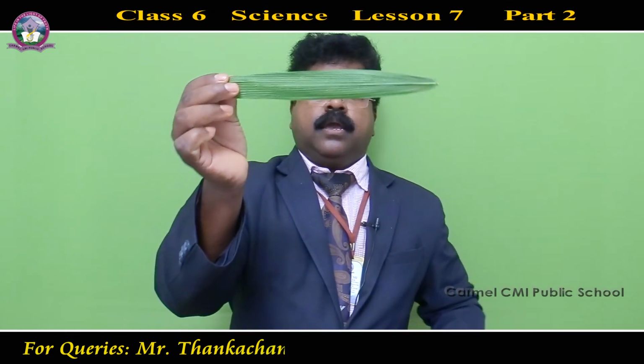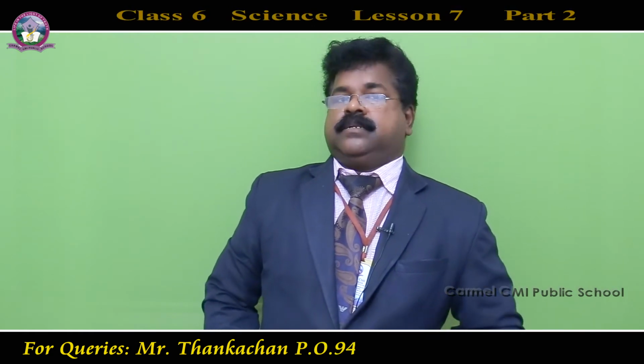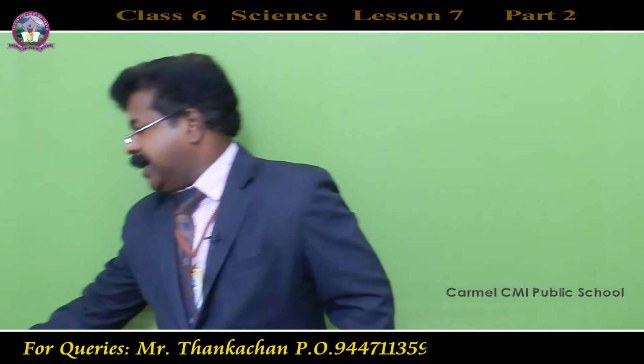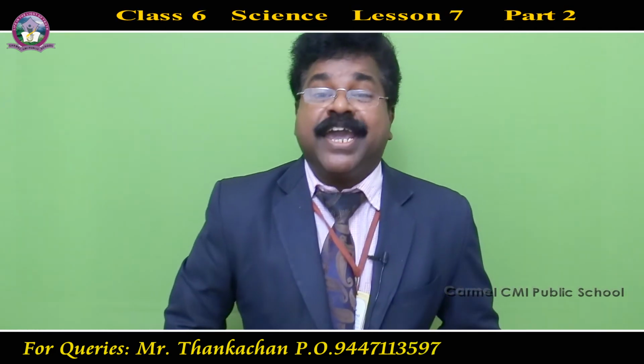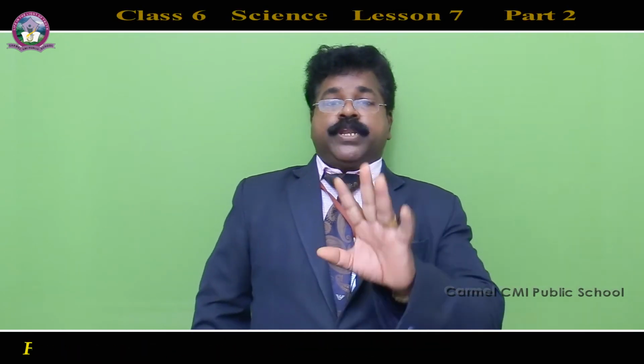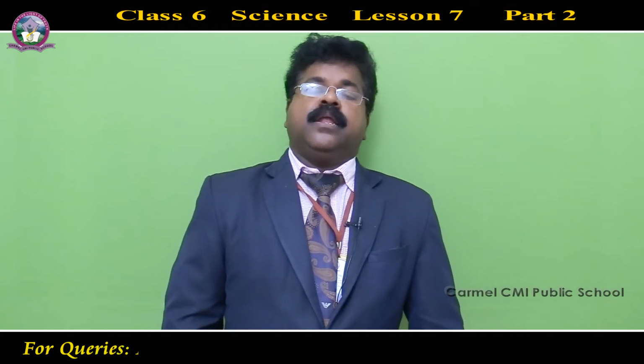Is it okay? So, the arrangement of veins on the leaf is known as venation. Venation is of 2 types. They are reticulate venation and parallel venation.